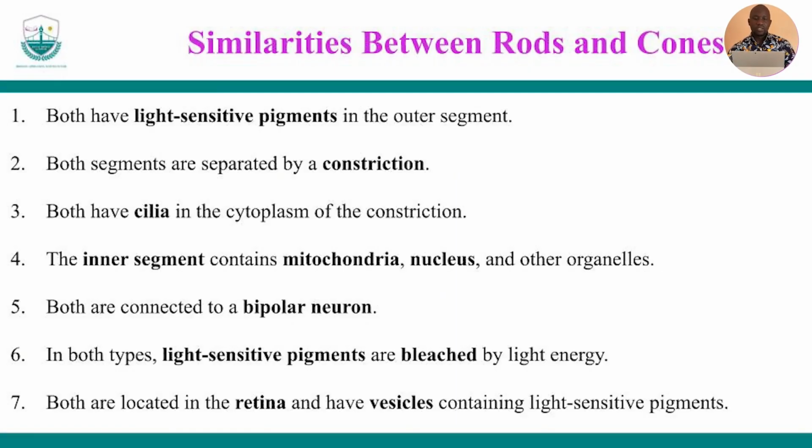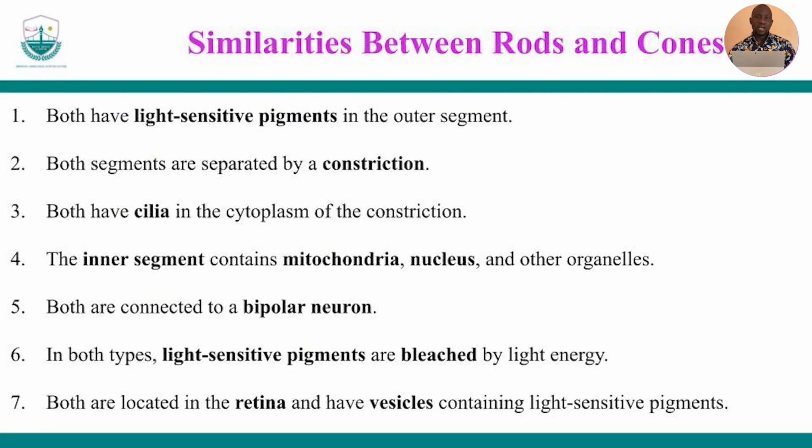In terms of what they are similar, both rods and cones are photosensitive cells. They are found within the retina. Their structure is that all of them have a constriction. They have cilia, and then the inner segment is also similar. They have the same organelles, mitochondria, nucleus and other organelles. They are also connected to a bipolar neuron.